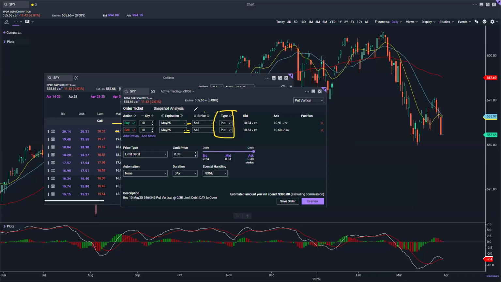It's capped at the difference between the two strikes. So what is the spread between these two strikes? From 545 to 546, that's $1. That's the max this trade could be worth. The max this vertical put spread could be worth is $1. Right now it's going for 31 cents. 31 cents to $1, that's a max net return of 69 cents. Divide that by 0.31.